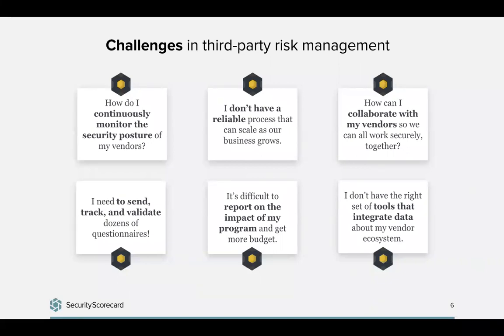The third piece is about collaboration. How do I engage with my vendors? How do I share with them information about the cyber risks that they face and be able to interact with them to reduce their cyber risk?